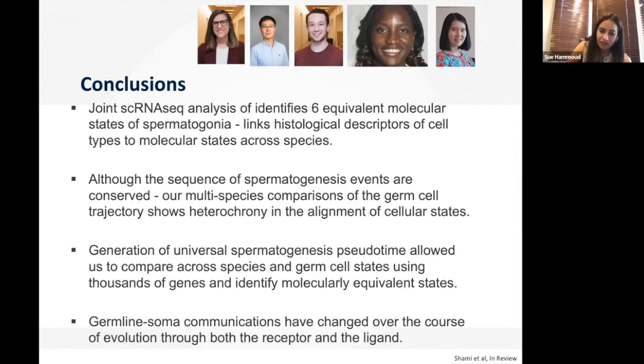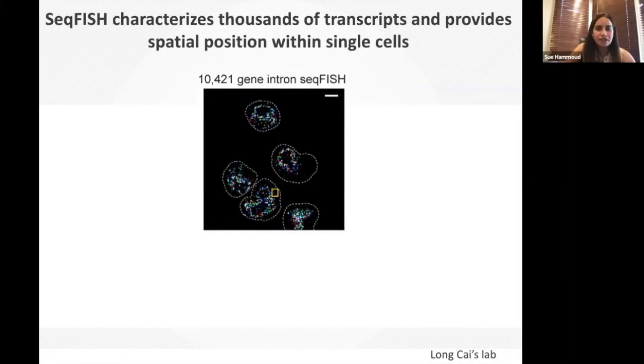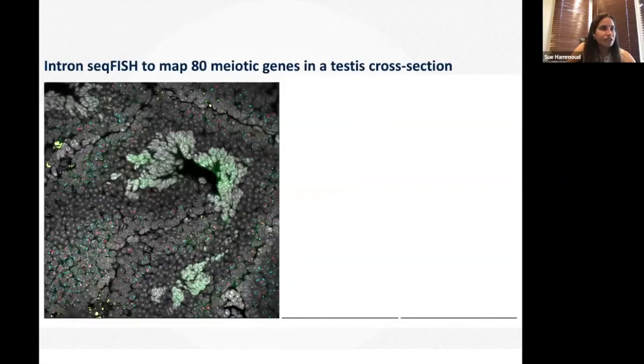And we've also identified there's significant changes in the germline soma communication. And so some of our future work will focus on creating a spatially resolved transcriptome. We've identified molecular cell types, but we have to map these in space in order to understand what are the signals coming from the somatic cells and how is this going to affect the differentiation trajectory of germ cells. To do this, we're using intrinsic fish.